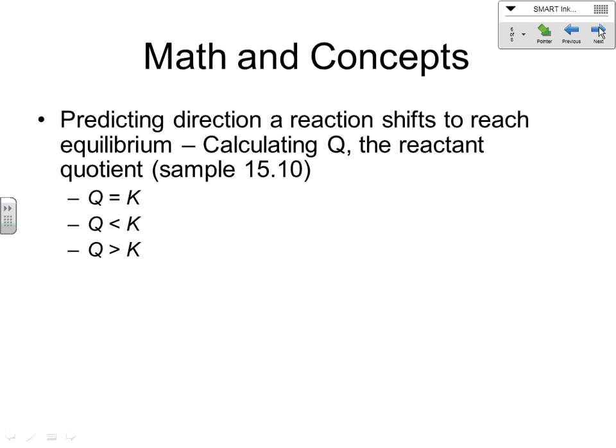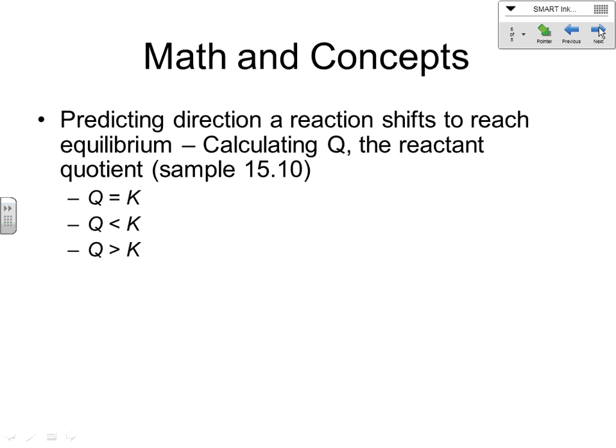Okay, next, predicting the direction of a reaction shift to reach equilibrium. In other words, what's happening? Am I shifting towards the left or shifting towards the right as I approach equilibrium? Well, sometimes you don't really know if you're at equilibrium or not. So if you're given concentrations, you're not sure if they're equilibrium concentrations, plug it into the equilibrium expression and solve for what we call Q. And if you compare Q to K, you can see which way equilibrium is going to shift.